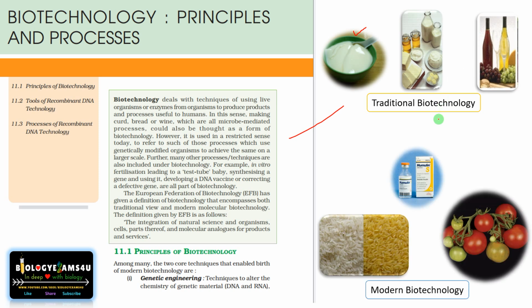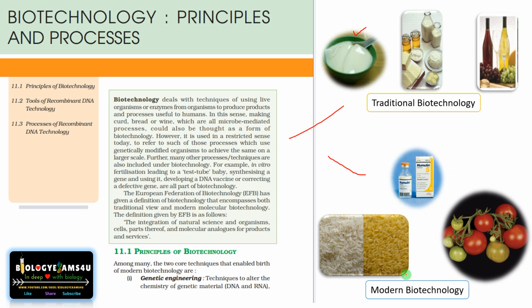Whereas there is a second aspect of biotechnology, which is modern biotechnology, where we are editing the genes or incorporating different genes into different organisms for getting some desirable traits. A classic example is humulin, that is recombinant insulin that is produced inside bacteria. We have incorporated the insulin gene into the bacteria. Bacteria just act like biofactories for the production of insulin.